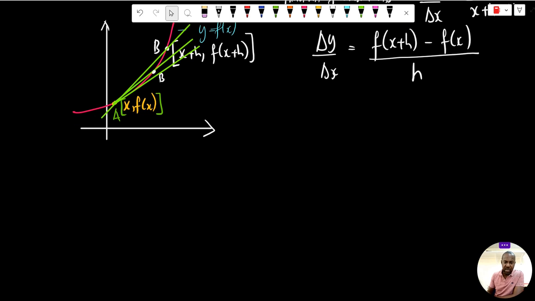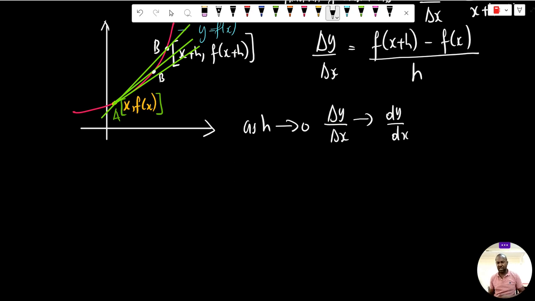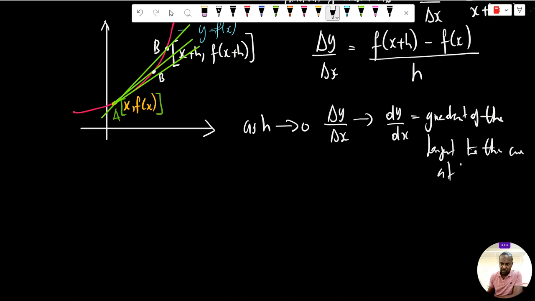So we say that as h approaches 0, delta y over delta x approaches dy by dx. Or we can say that the change in y over the change in x essentially approximates to dy by dx, which of course is equal to the gradient function of the curve at A. Or we can say the gradient of the tangent to the curve at A. So the gradient of the tangent to the curve at A, right?